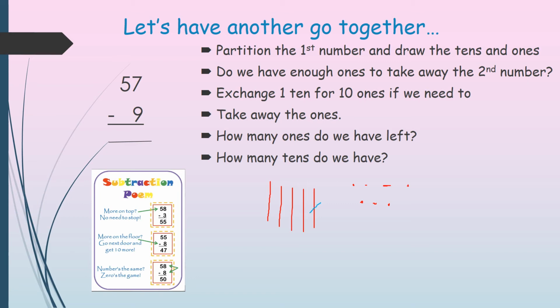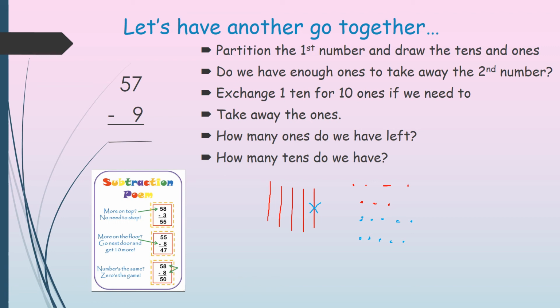So I'm going to swap one of my 10 sticks and draw 10 ones over here. 1, 2, 3, 4, 5, 6, 7, 8, 9, 10. And like I said before, it's always worth just double checking that you've still got the right number to start with. So I should have 57. So let's just check. 10, 20, 30, 40, 41, 42, 43, 44, 45, 46, 47, 48, 49, 50, 51, 52, 53, 54, 55, 56, 57. I've drawn the right number.